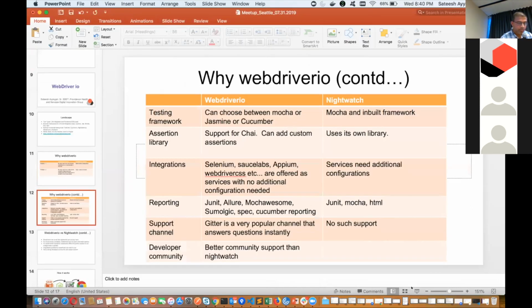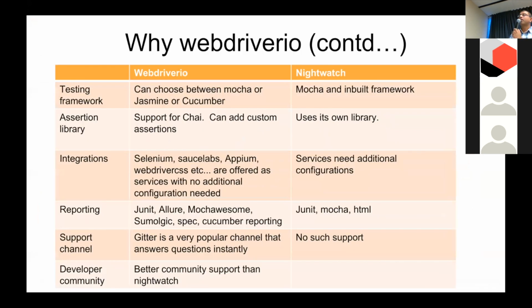And the next advantage is that you can choose Mocha or Jasmine or Cucumber in WebdriverIO. The version they have right now is V5. In V5, Cucumber is not yet supported, they're still working on it, but V4 does support it. So you have three kinds of testing frameworks that you can use, but not so much on the Nightwatch side. And as far as assertions, you can use Chai, but they use their own library.